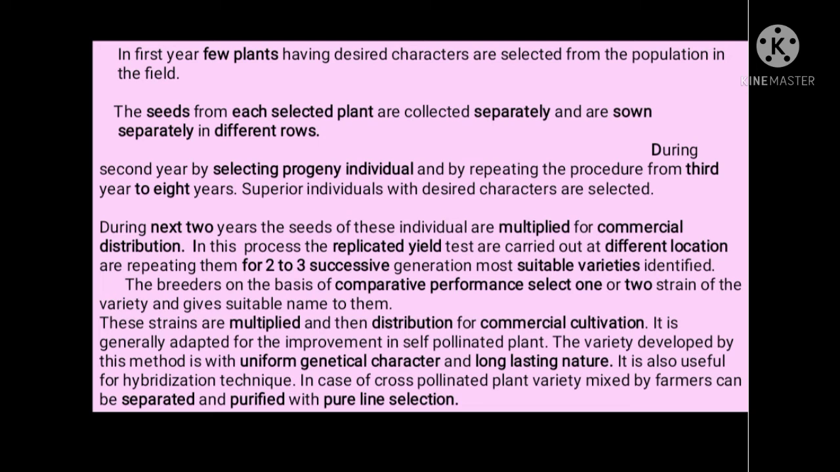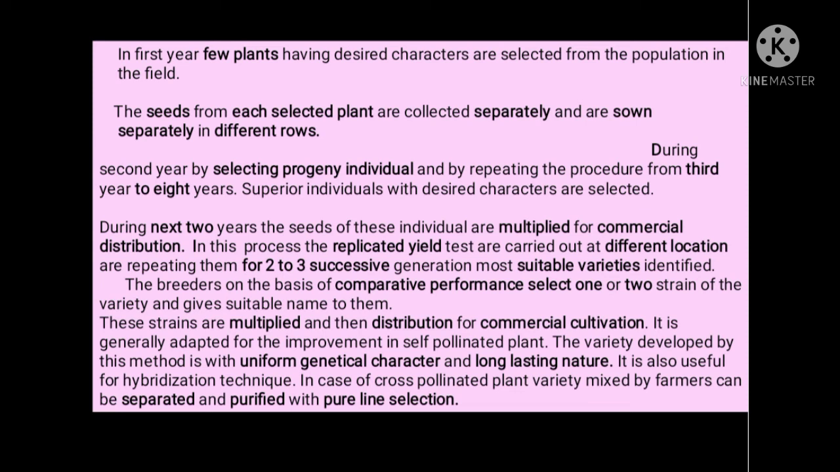The breeders, on the basis of comparative performance, select 1 or 2 strains of the variety and give a suitable name to them. These strains are multiplied and then distributed for commercial cultivation. It is generally adopted for the improvement of self-pollinated plants. The variety developed by this method has uniform genetic characters and a long-lasting nature. It is also useful for hybridization techniques.